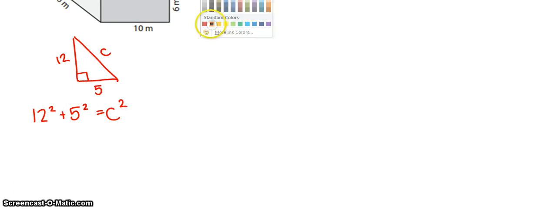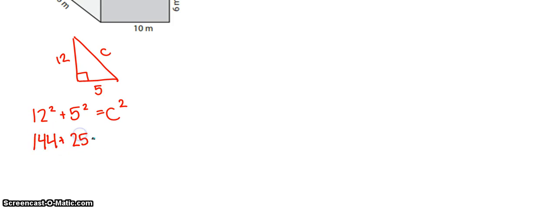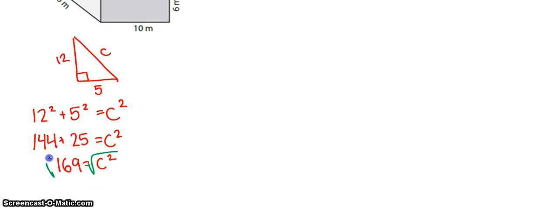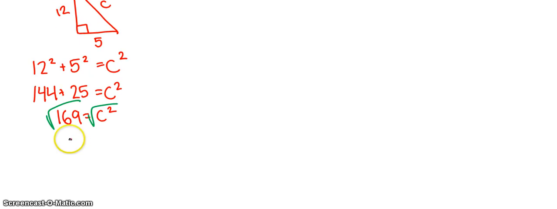I'm going to simplify this up quickly since we've done this for so long. This is 144 plus 25 equals c squared. If you take 144 plus 25, you get 169 equals c squared. And in order to get c alone, you have to get rid of the square. So one under the square, the answer is the square root. If I take the square root of both sides, you'll get c, because those cancel. The square root of 169 is 13.